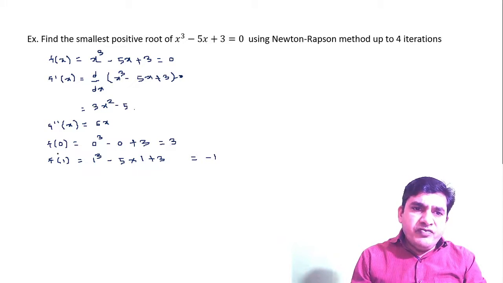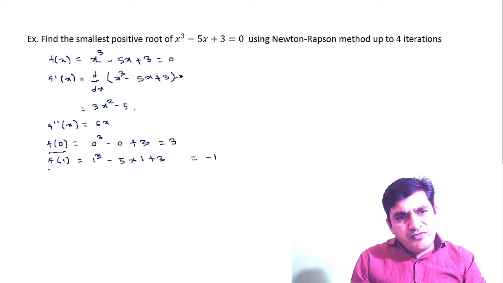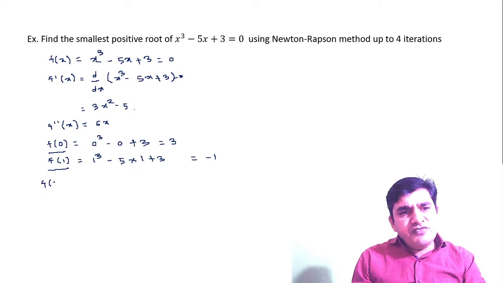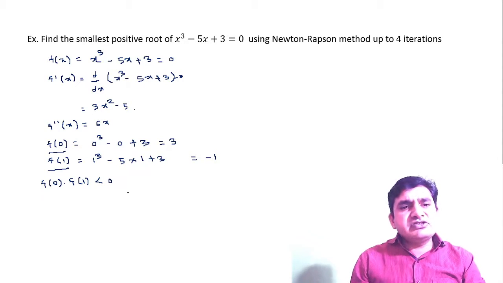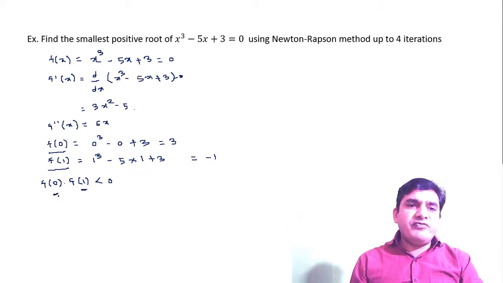Here the value of f of 0 is positive and the value of f of 1 is negative, and therefore we can say that f of 0 into f of 1 is less than 0. Hence the root lies in between 0 and 1, because f of 0 into f of 1 is less than 0.